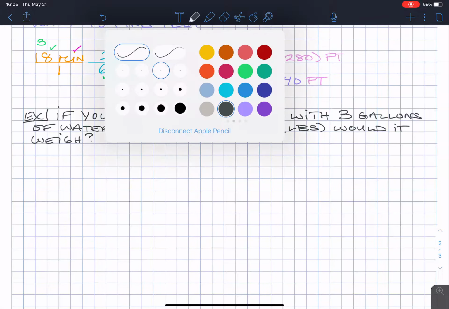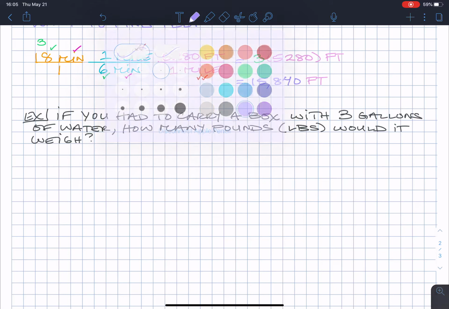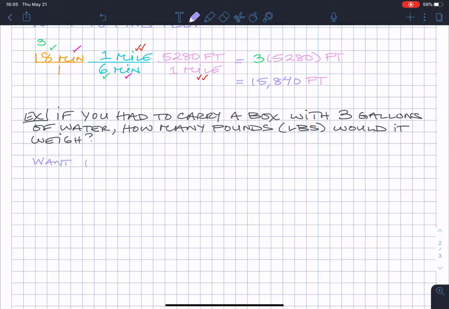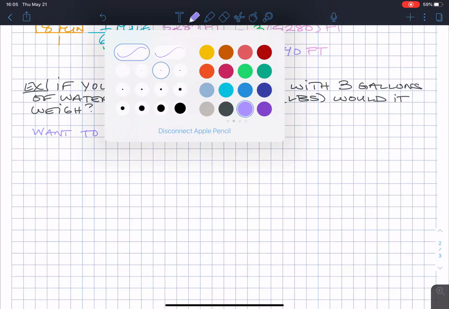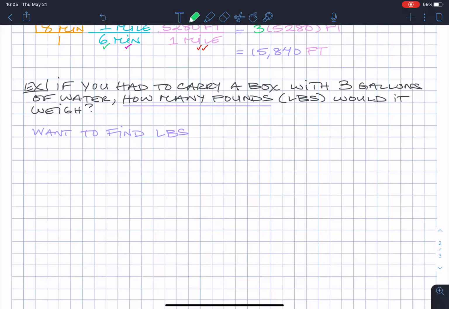Okay, so I want to find pounds, right? Okay, so how many pounds? That's what I'm looking for. But what was I given? I was given 3 gallons of water. And water is important here. So I'm given 3 gallons of water. And since it's not relating to anything, I'll just put it over 1.